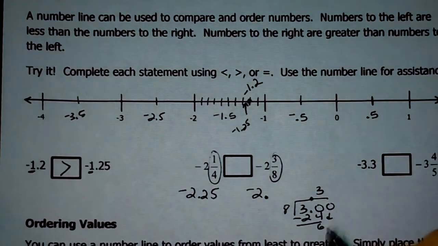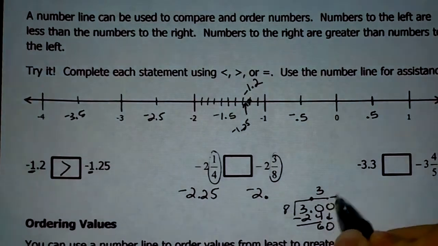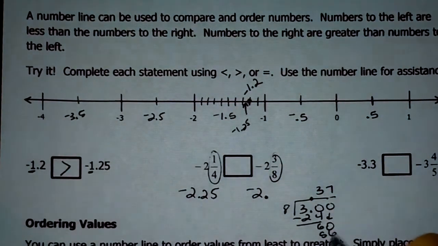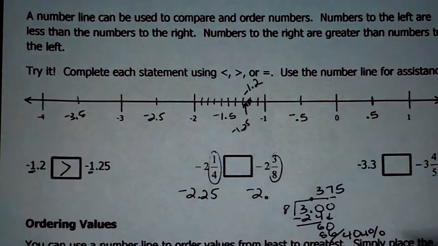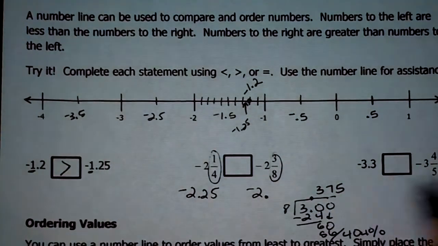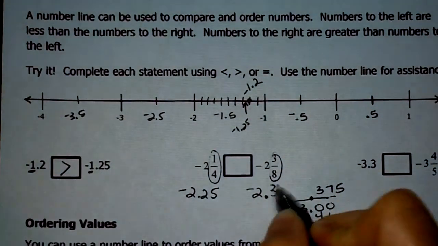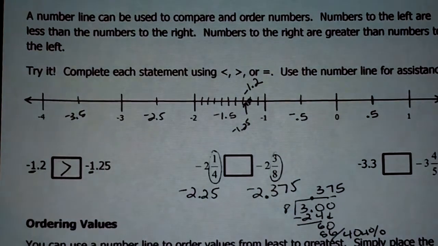And I still am not done, I have a remainder. And 8 goes into 60. Well, 8 times 7 is 56. And 8 goes into 40, 5 times. And finally, we have a remainder of 0. So this one would be negative 2 and 375 thousandths.